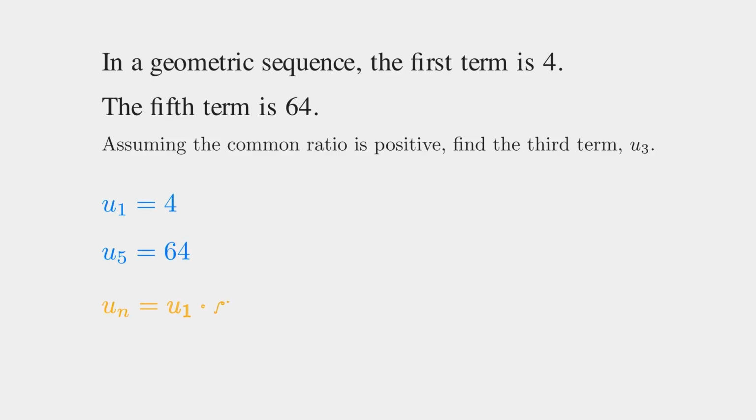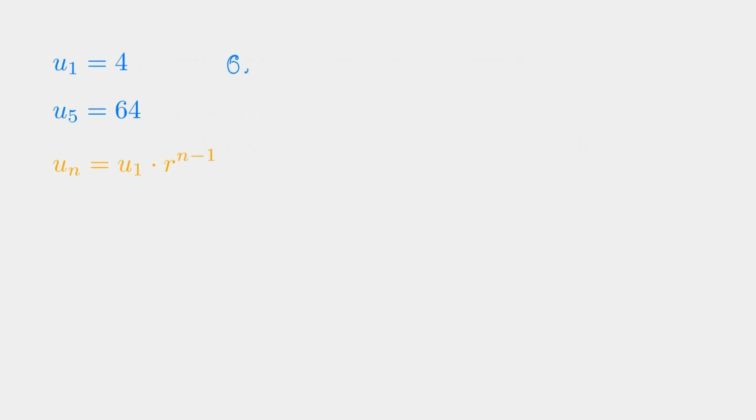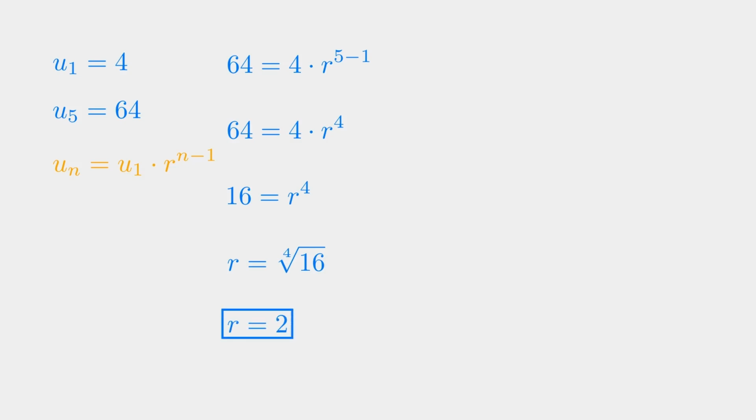First, let's write down what we know. U1 is 4 and U5 is 64. We'll use the general formula for a geometric sequence, which you can find in your formula booklet. Un is equal to U1 times R to the power of n minus 1. Let's replace our values for the fifth term. Now 64 is equal to 4 times R to the power of 5 minus 1. This simplifies to 64 equals 4 times R to the power of 4.